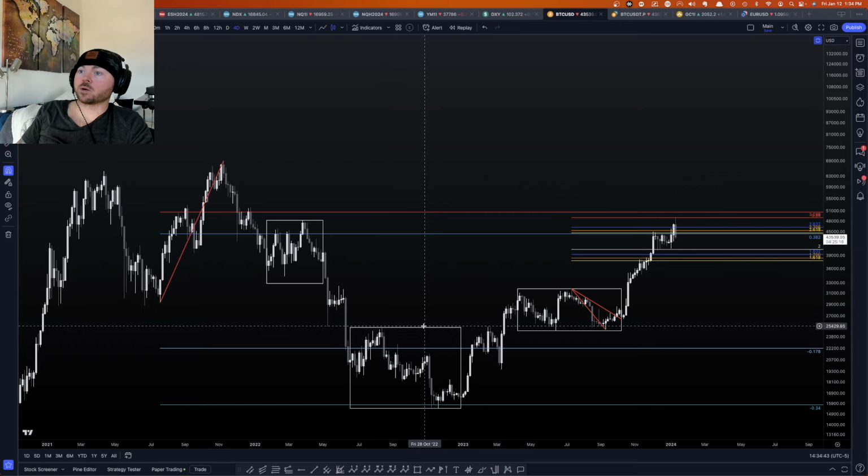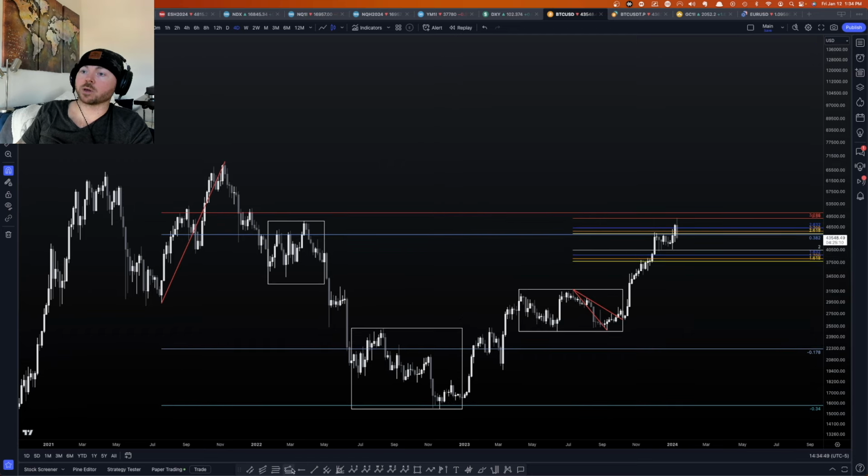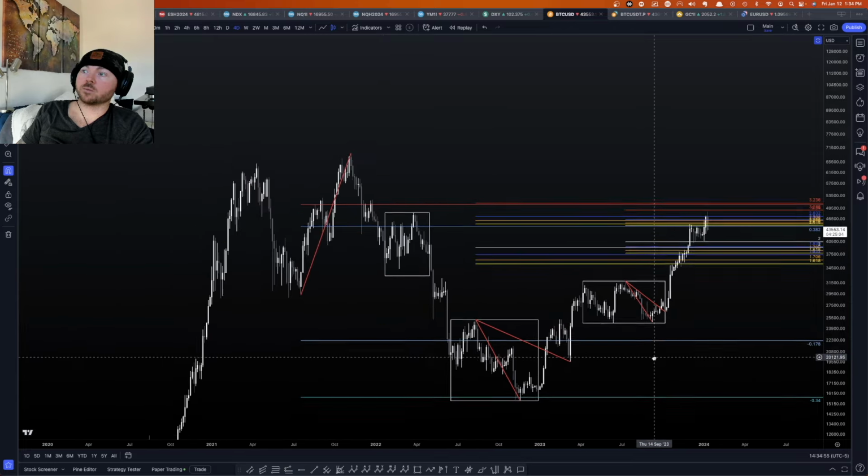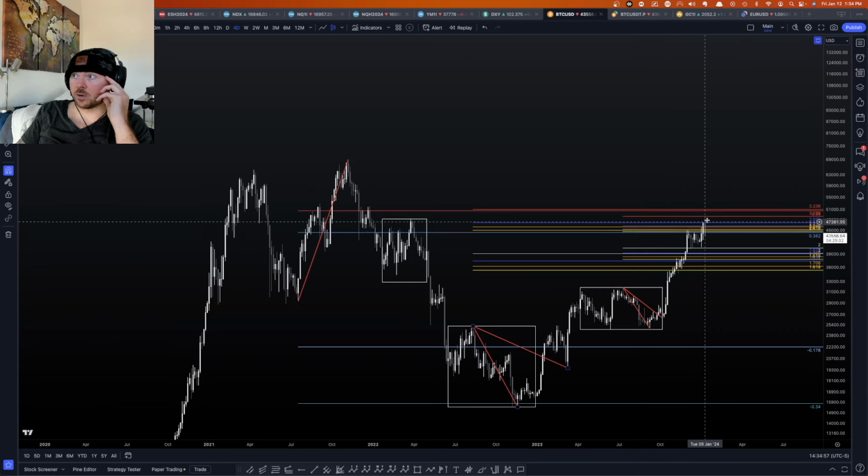So the other thing that we can do here, we can do a momentum pull, the same momentum pull from this low all the way up to this high, and then this low here. And you can see we came into the 2832 of that. The 3236 of that is just above right here.